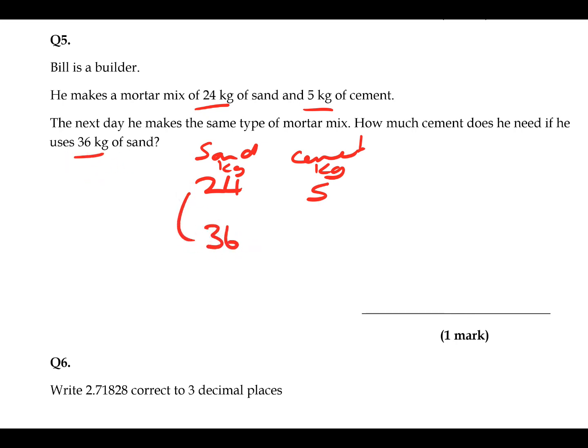kilograms of sand. So how do I get from 24 to 36? Well, I can see that it's 1 1/2 times. If I half 24, I get 12. So I've multiplied this side by 1 1/2. I need to multiply this side by 1 1/2. So I end up with 7.5. So how much cement does he need? He needs 7.5 kilograms of cement.